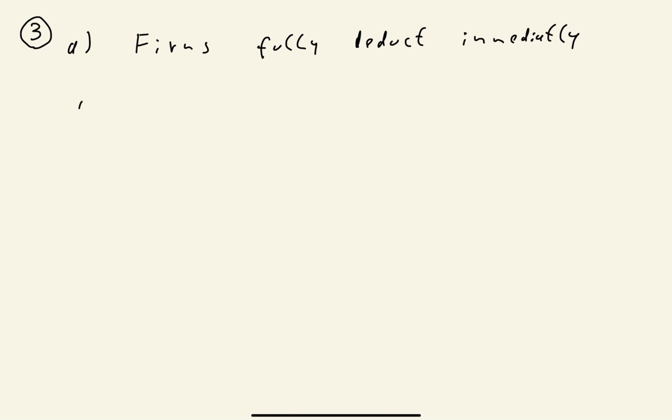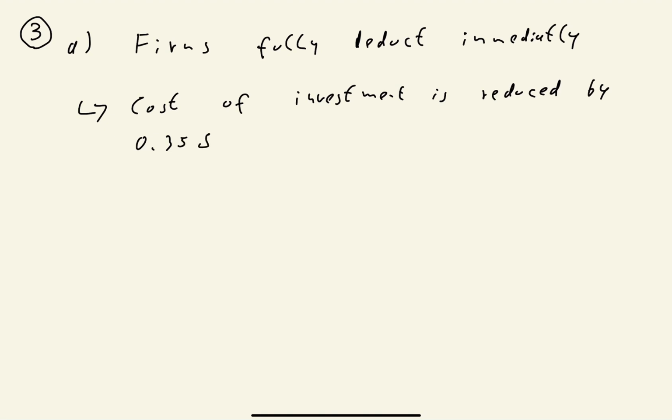So the cost of investment is reduced by 35, not $35, but 35 cents, so $0.35, for each dollar spent. And the reason is because if you can deduct the expenses immediately, you save 35 cents in taxes for each dollar that you invest.